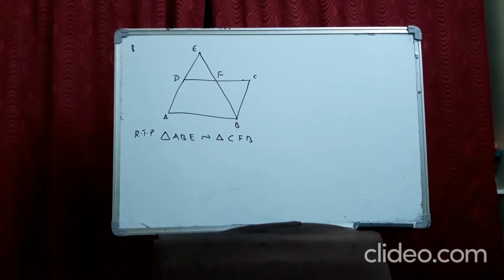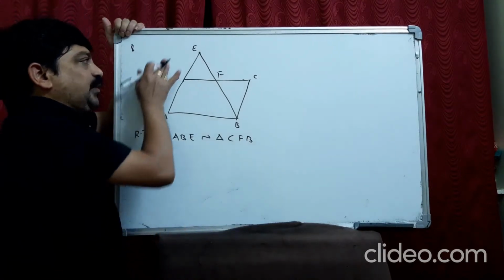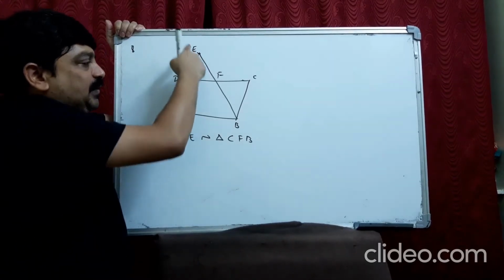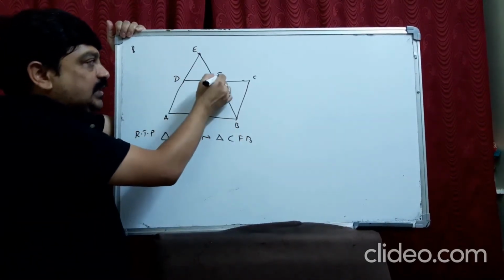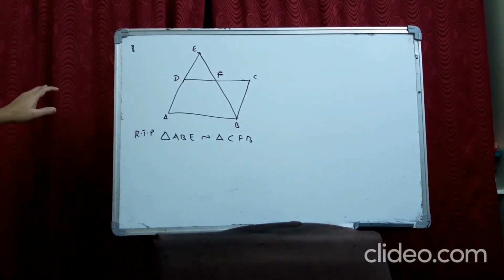In the 8th question, they have given a parallelogram ABCD, and E is a point on AD produced. When AD is produced, E is a point. And when B is joined to E, it will intersect DC at F. It is intersecting DC at F.